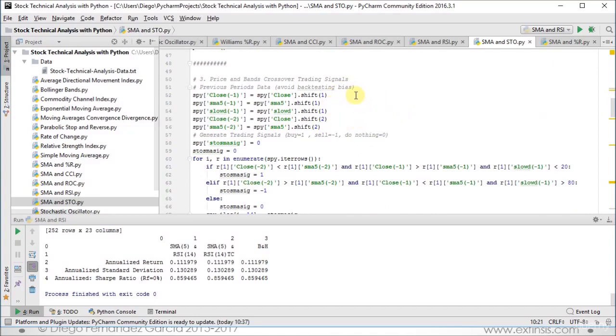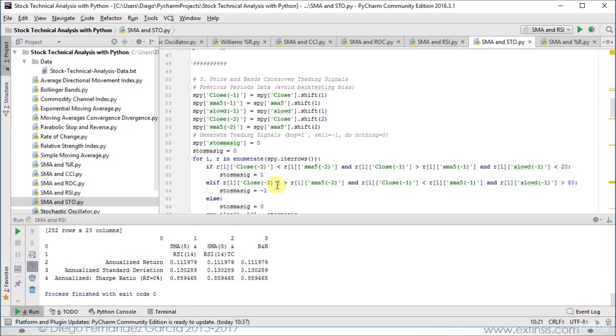We have previous periods data to avoid backtesting bias. Then we generate trading signals, buy 1, sell -1, do nothing in their corresponding column and the variable we're using within the for loop. In this for loop, we're asking if our second previous period close price was less than that second previous period's simple moving average, and then previous period's close price was greater than previous period's simple moving average, and this is confirmed by previous period's slow D stochastic oscillator being below 20. If that's the case, we have 1, which is a buy signal.